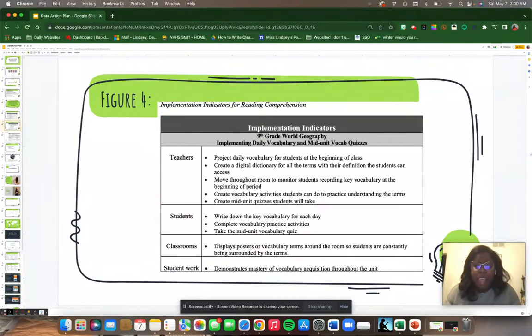For classrooms, I think it would be very beneficial to have posters for each unit of the important key vocabulary being brought up in those units, so the students can constantly be surrounded by those terms and practice those terms. Student work demonstrates mastery of vocabulary acquisition throughout the unit. That kind of speaks for itself.